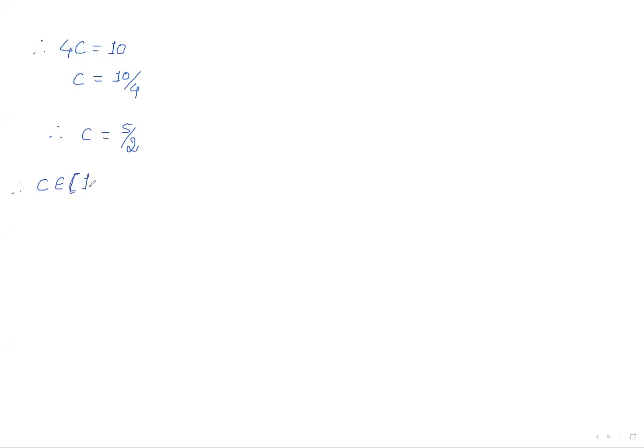Belongs to the interval 1 to 4. Hence, Cauchy's mean value theorem verified. Okay. Now after this, next example: sin x and cos x in between 0 to pi by 2.